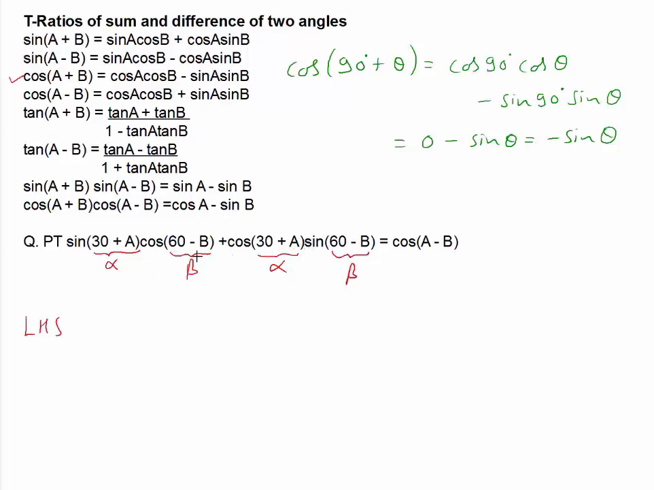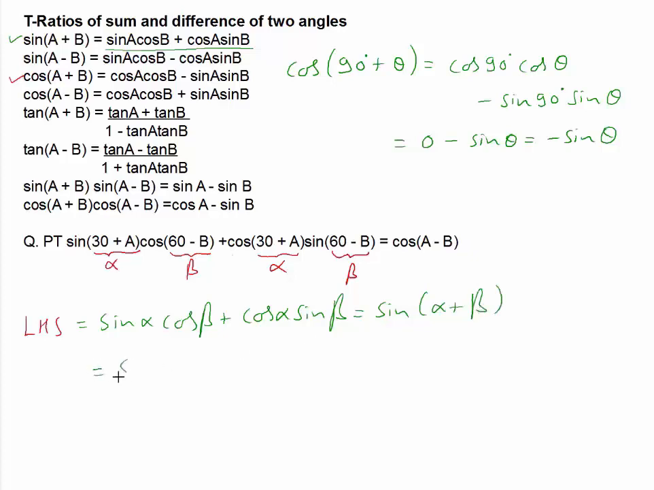So if you look at the formulas, we can easily see that this is where we have sine cos plus cos sine. So the LHS is sine alpha cos beta plus cos alpha sine beta. Now we are going to use this formula from right to left. So this would become equal to sine of a plus b, or alpha plus beta.